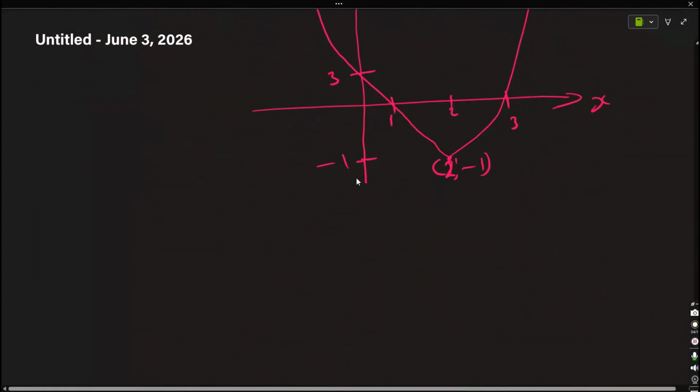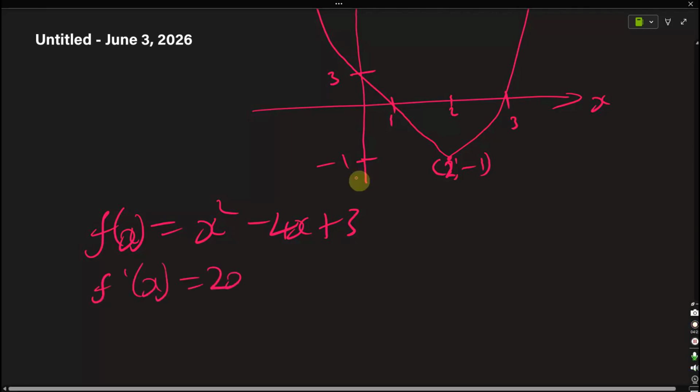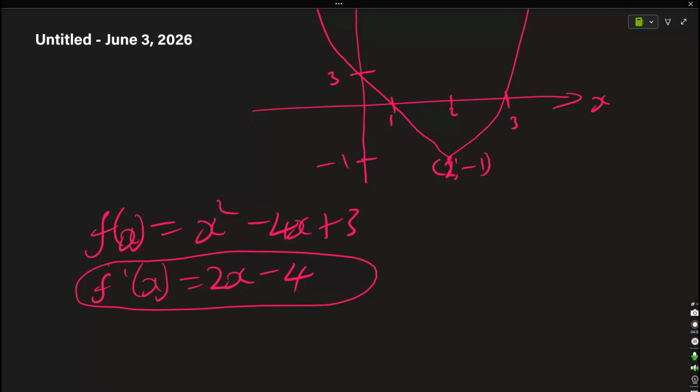So, okay, let's write our function. So f of x is x squared minus 4x plus 3, right? Good. Now let's find the derivative function. So the derivative function is 2x minus 4. Remember, we are going to use this to determine the gradient of the tangent at any point on the graph, right?